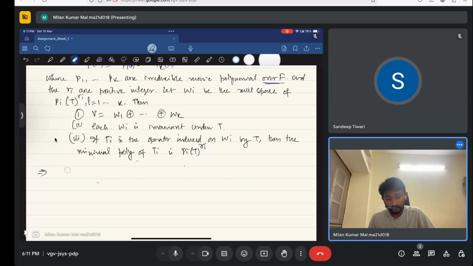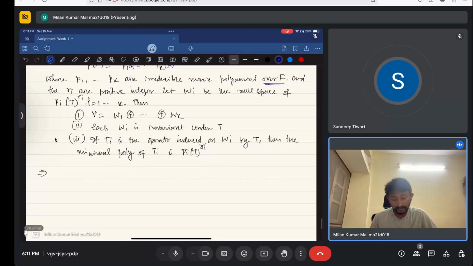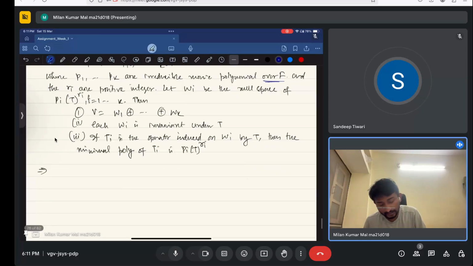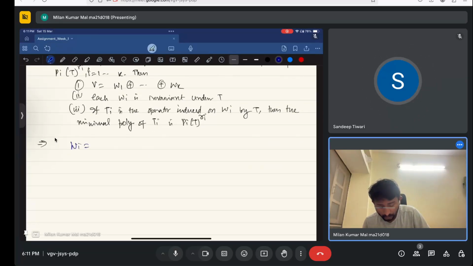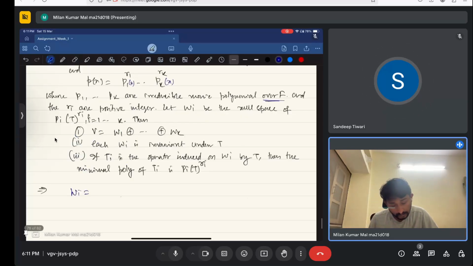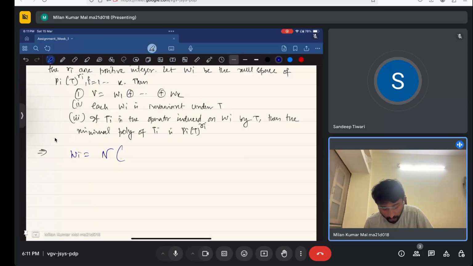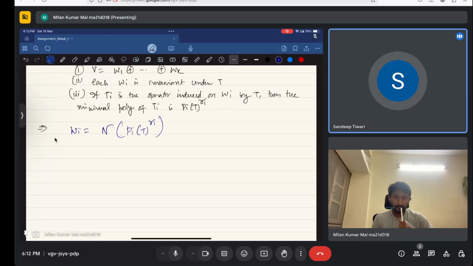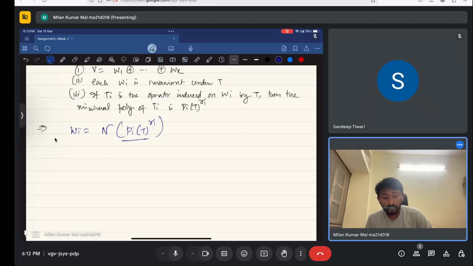Now the fact I want to share here is where these Wi and Wk are coming from. Wi is the null space of the operator Pi(T) to the power ri. Why is each Wi invariant? If you remember, a null space is always an invariant subspace. And why is this null space invariant?